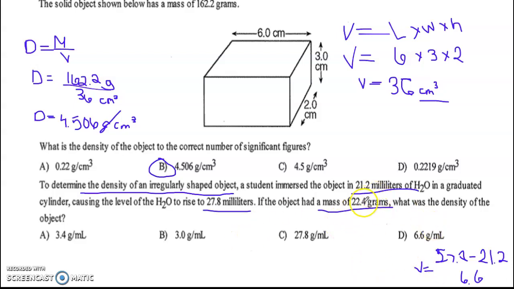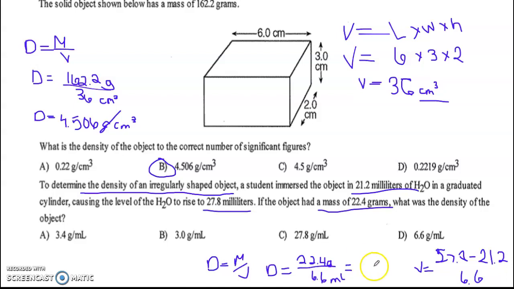But then my mass was 22.4 grams, and I still had to find density. So I'm still using the density formula, which is D equals mass divided by volume. I don't know what my density is, but I know my mass is 22.4 grams, divided by 6.6 milliliters, because volume can also be in milliliters. And then I have enough information to calculate my density. So I'm going to go 22.4 divided by 6.6.